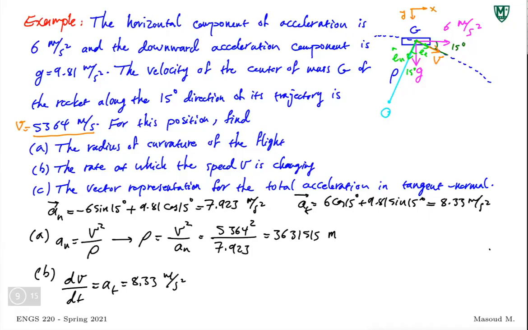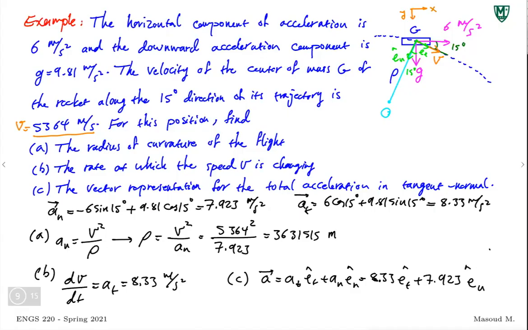Part C, that's where I started. I started from part C to make it easier for A and B. But pretty much this is what we already found. This is the vector representation for the total acceleration in tangent-normal. That's what I did. All right? a is equal to a_t e_t plus a_n e_n. Now a_t is 8.33 e_t plus 7.923 e_n.